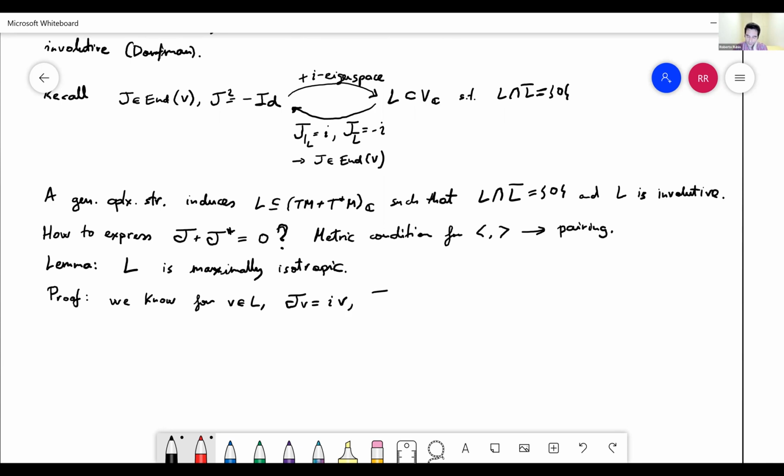But also we know that J is skew symmetric as well. So since we know that J is skew symmetric, let me put it the way I put it yesterday. What does it mean to be skew symmetric? It means this: J U V plus U J V equals 0.